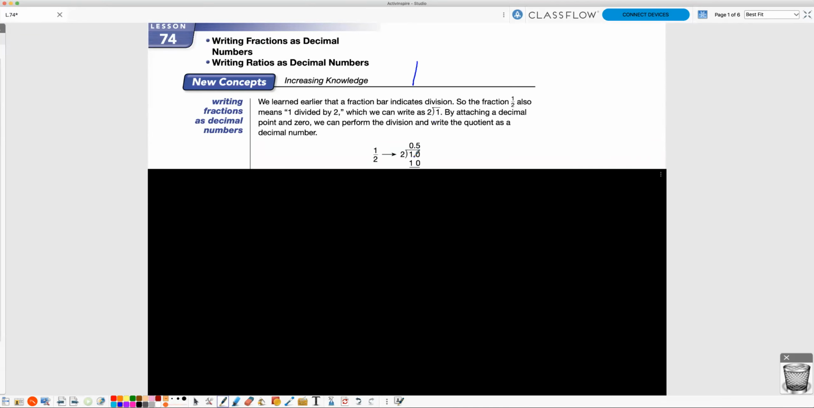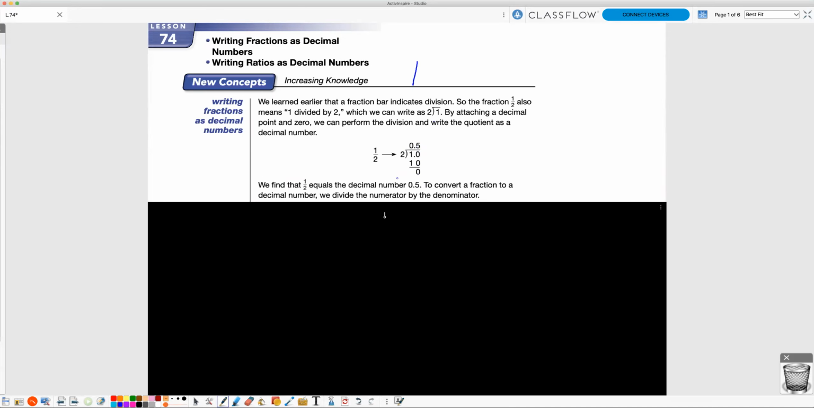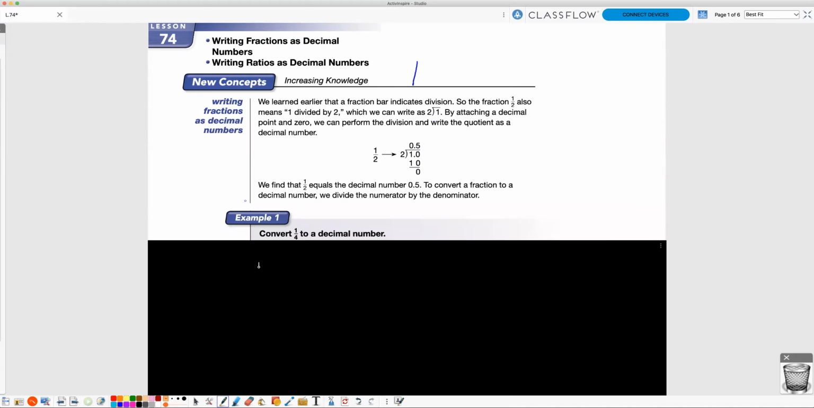So if we add a decimal point and then another 0, you see that 2 will go into 10 5 times, and there'll be nothing left over. This would be 5/10. We find that 1/2 equals the decimal number 5/10. To convert a fraction to a decimal number, we divide the numerator by the denominator.